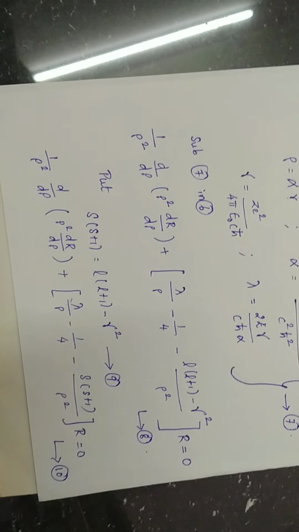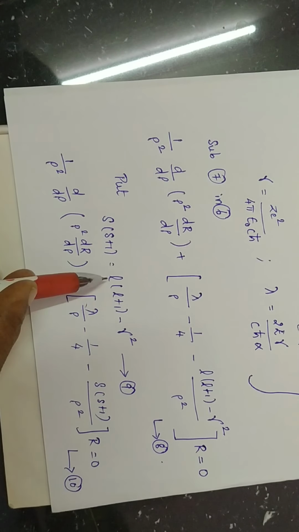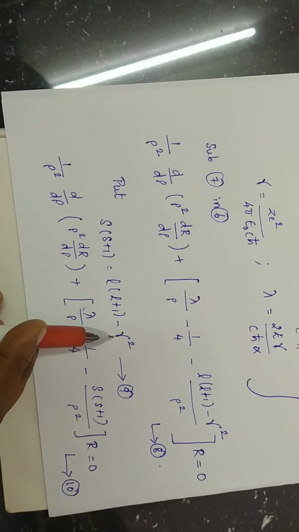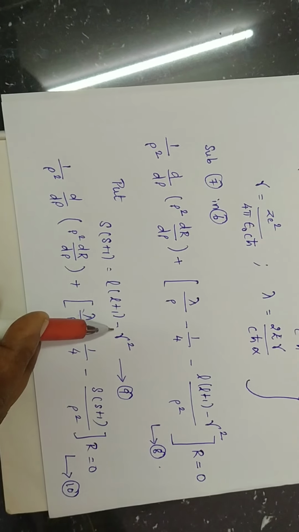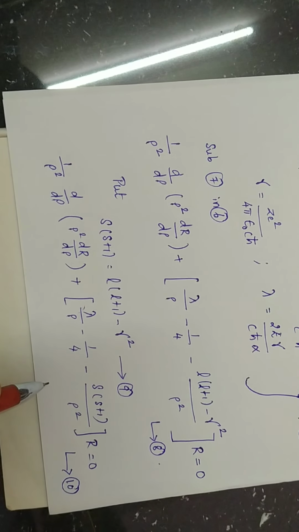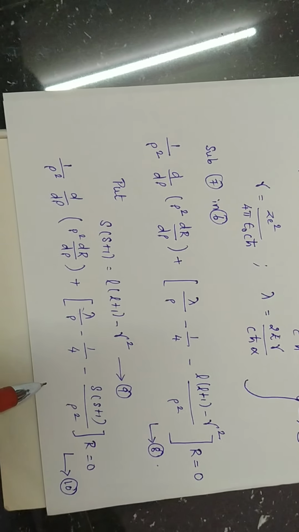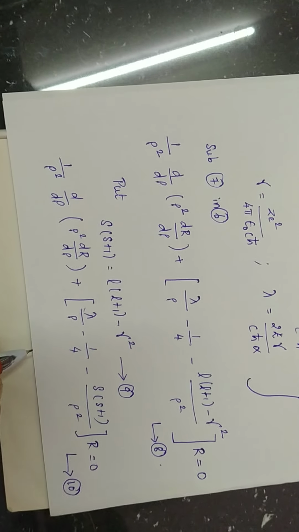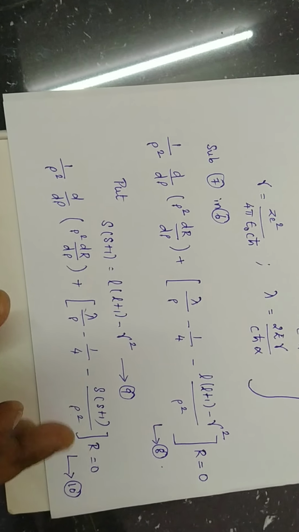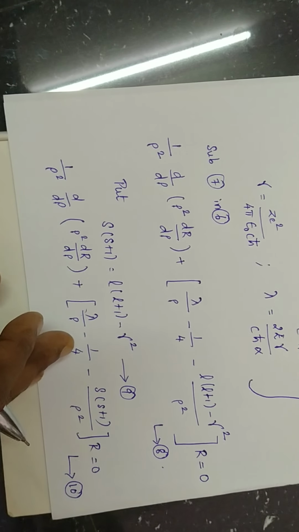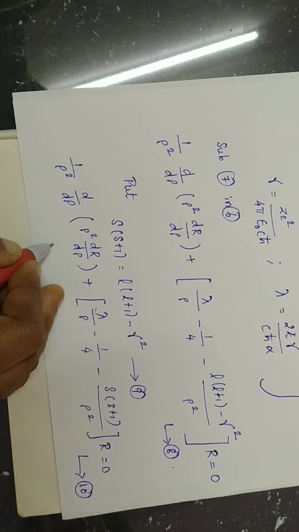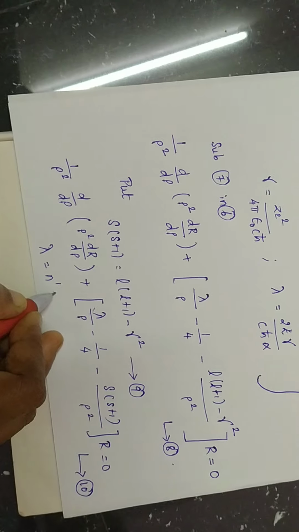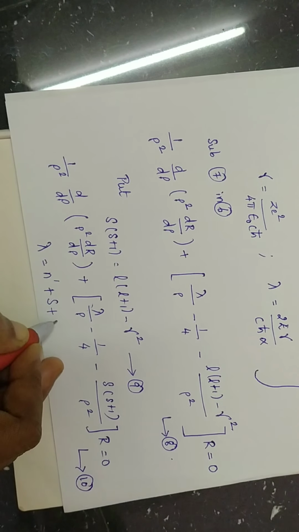After putting s into s plus 1 instead of L into L plus 1 minus gamma square, we substitute that value and what we get is equation number 10. Equation number 10 will have a well behaved solution, but there is a condition. It will have a well behaved solution only when this lambda value is equal to n dash plus s plus 1.